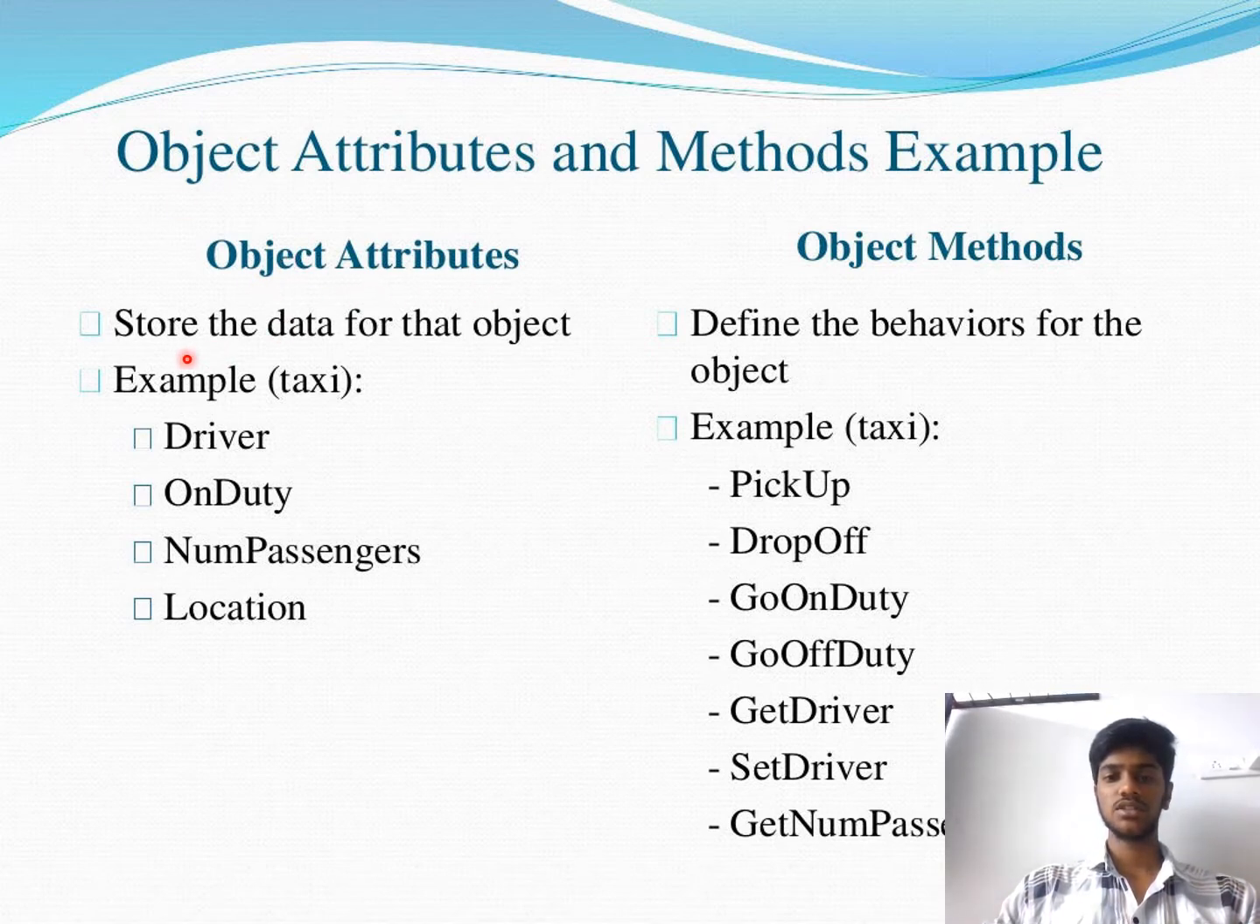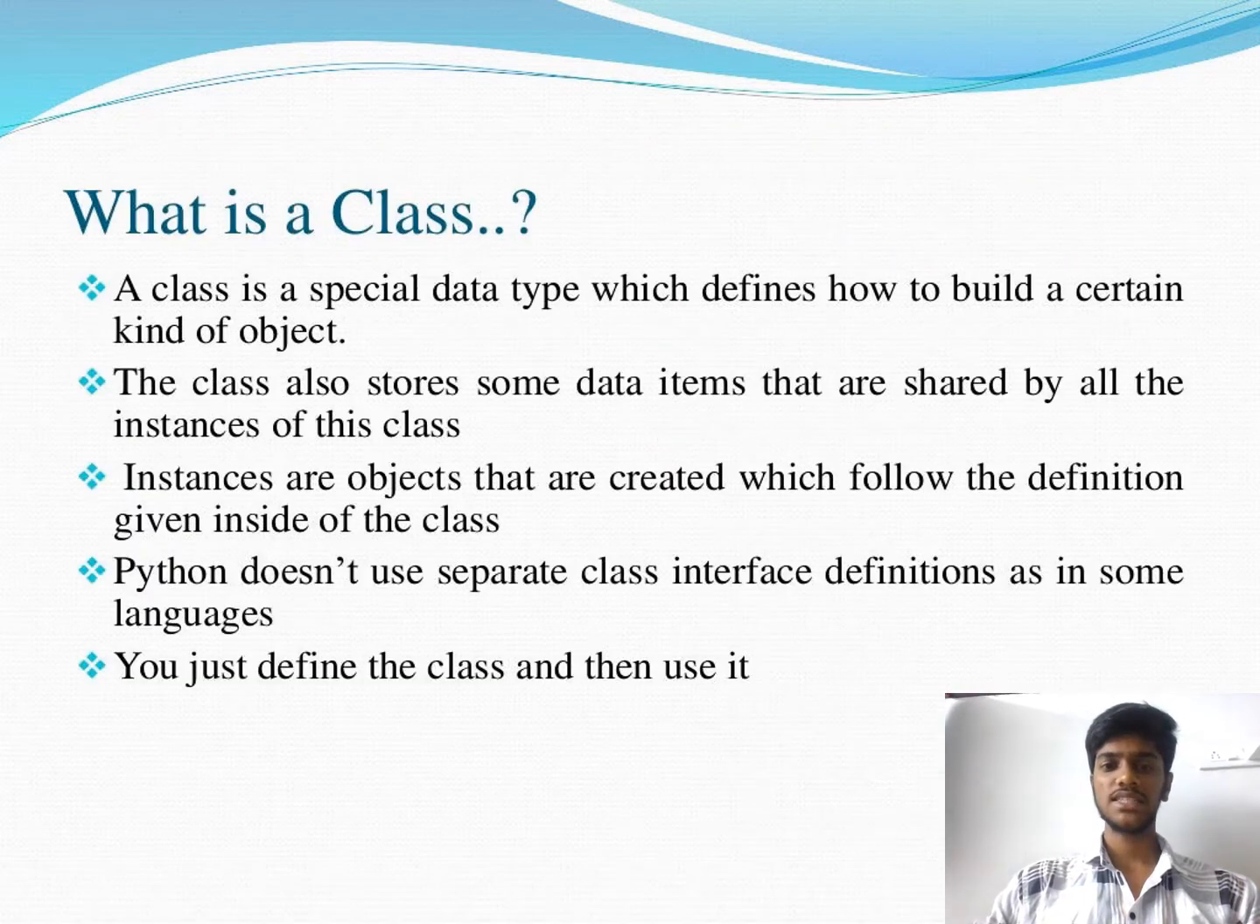Object attributes store the data for the object. Example: taxi, driver, on duty, num passengers, location. Object methods define the behavior for the object. Here also the example is taxi: pick up, drop off, go on duty, go off duty, get driver, set driver, get number of passengers. What is a class?